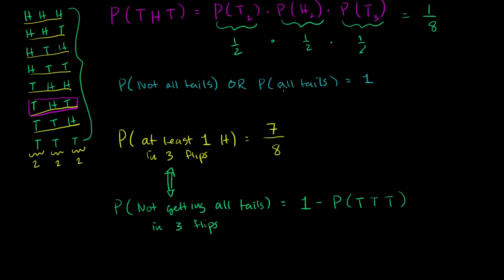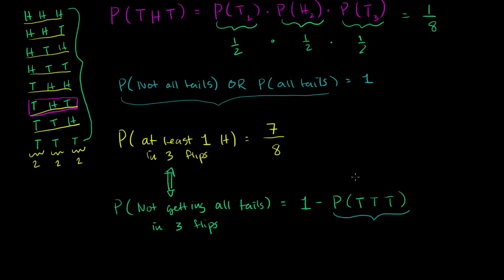So all of the probability of, if you combine these, this is the probability of any of the events happening, and that's going to be a 1 or 100% chance. So another way to think about it is the probability of not all tails is going to be 1 minus the probability of all tails. So that's what we did right over here. And the probability of all tails is pretty straightforward.